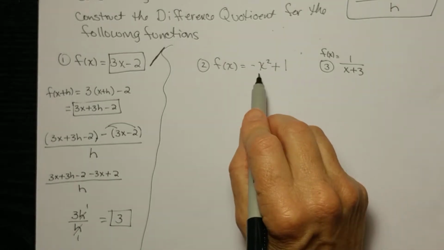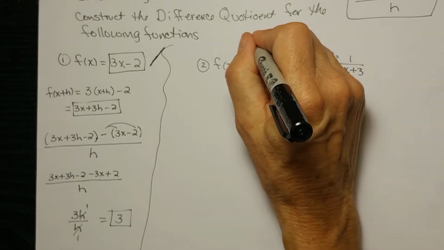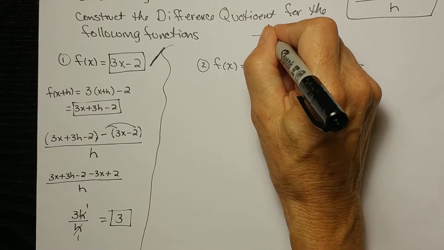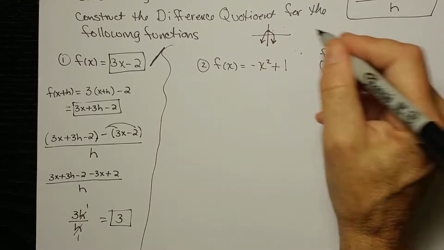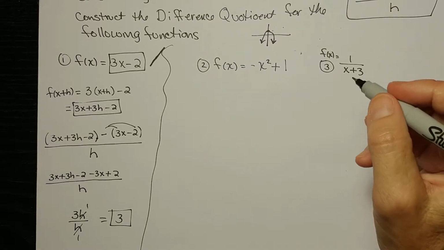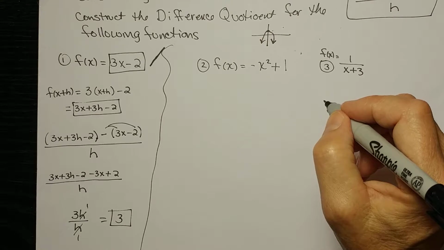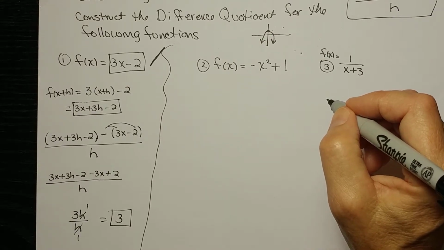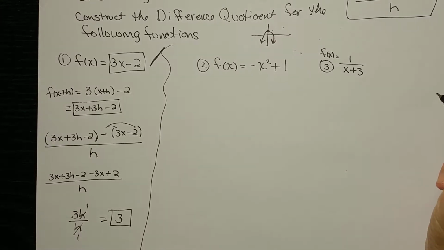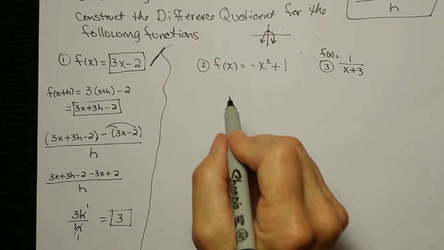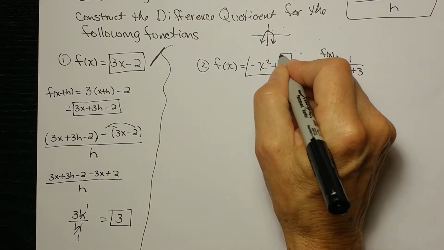Here's example 2. This is not a linear function. This is a quadratic function. If we were to sketch this real quick, because we know transformations, it is shifted up 1 and reflected across the x-axis. It's going to look like that. Depending on what 2 points you pick, the slope of the secant line could be very different, so we will not get one single number. We'll get an expression for this difference quotient. To construct it, this f of x right here is this part right here.